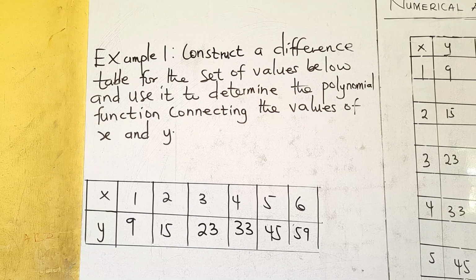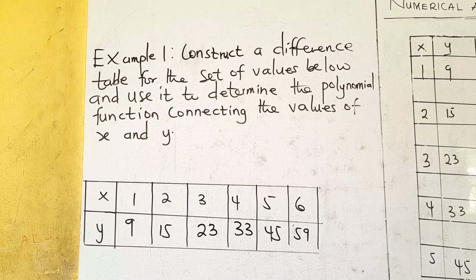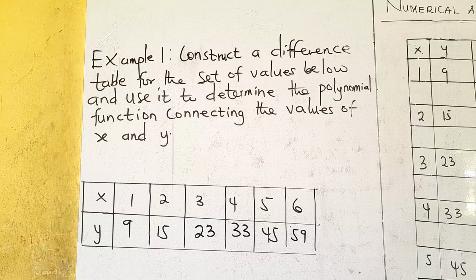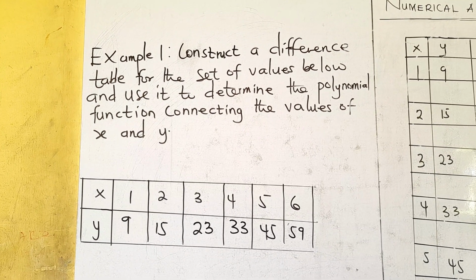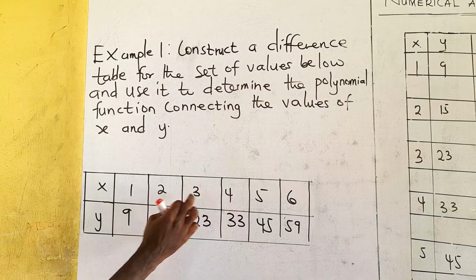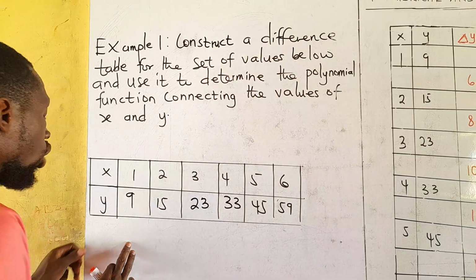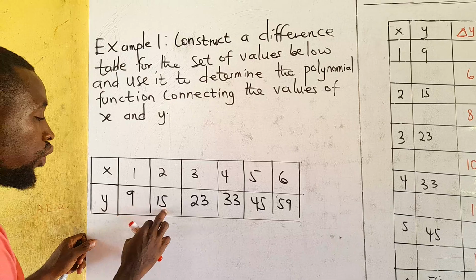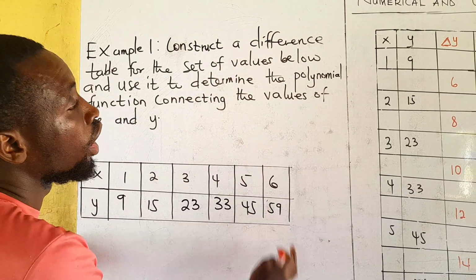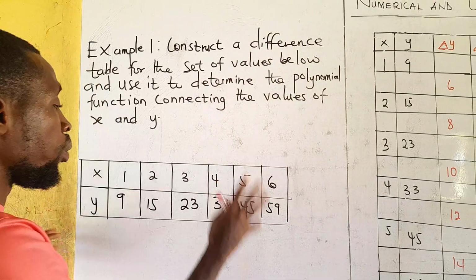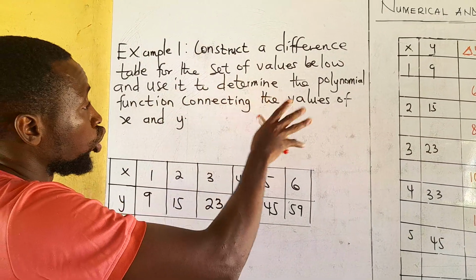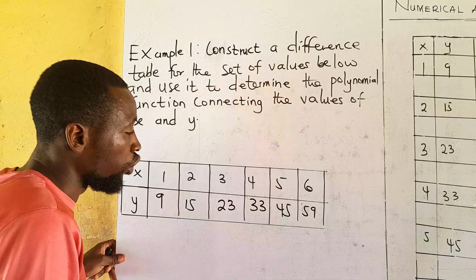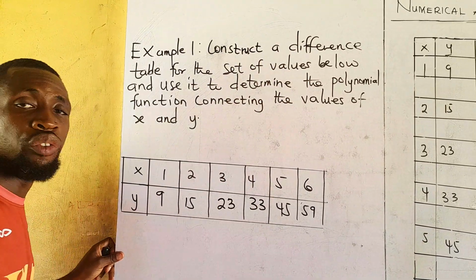It says construct a difference table for the set of values below and use it to determine the polynomial function connecting the values of x and y. The values of x are 1, 2, 3, 4, 5, 6. Their corresponding values for y are 9, 15, 23, 33, 45, and 59. So if you get a question like this, whether you are asked to find the polynomial function without being asked to construct a difference table, there is the need to construct a difference table.